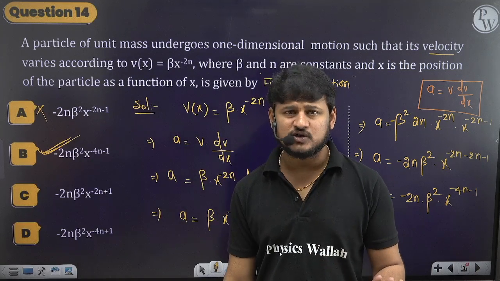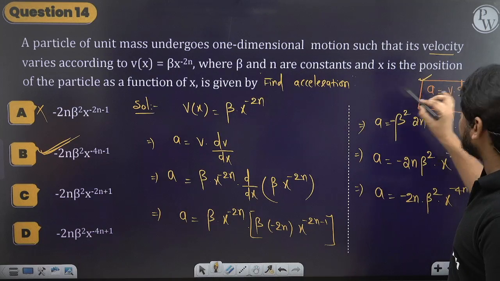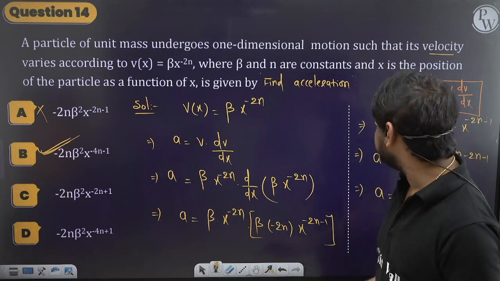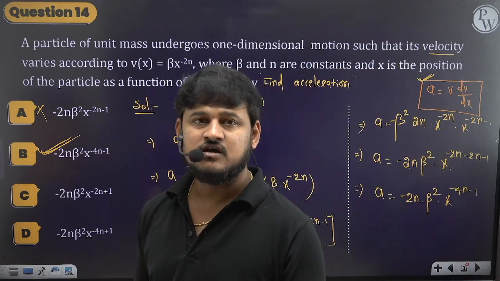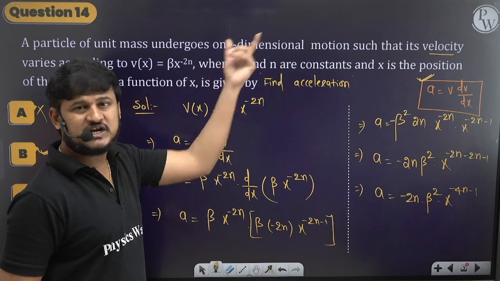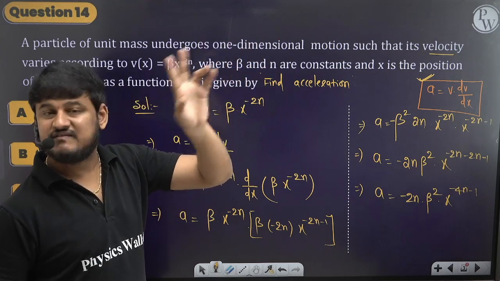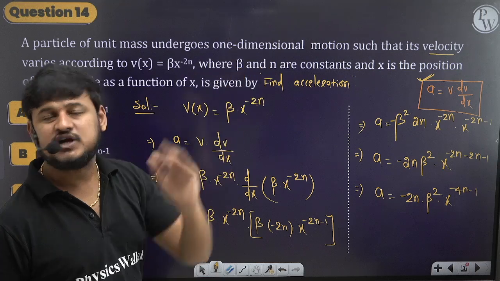Clear? Understood the concept? Whenever velocity is given as a function of displacement and they ask you to find the acceleration, use this formula. What is the other expression for acceleration? It is a = dv/dt. When do we use that one? When velocity is given as a function of time, to find the acceleration, a = dv/dt.